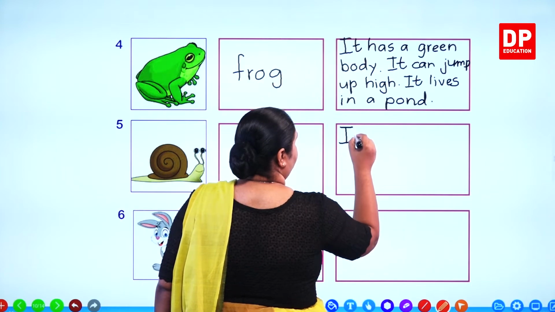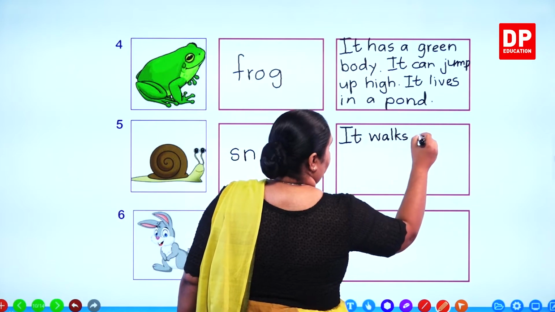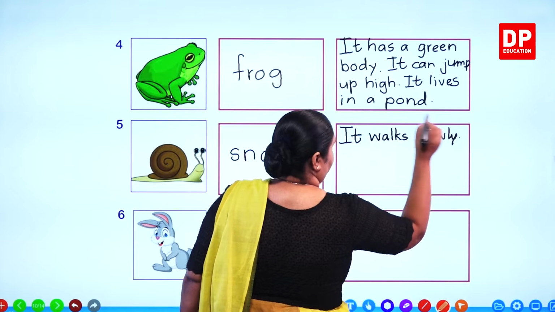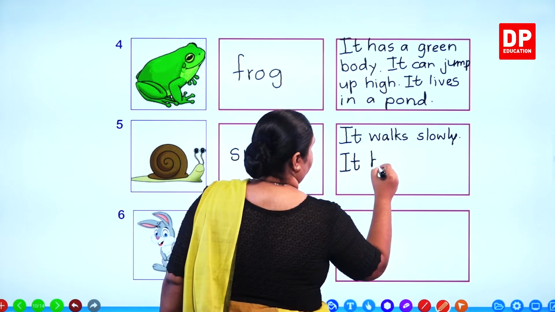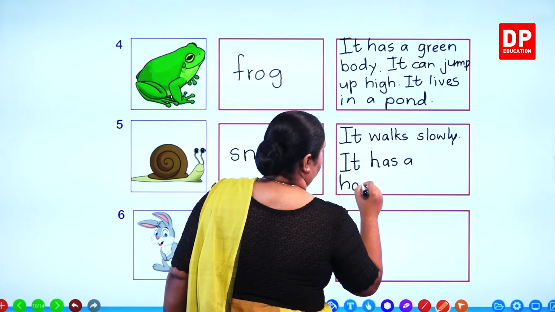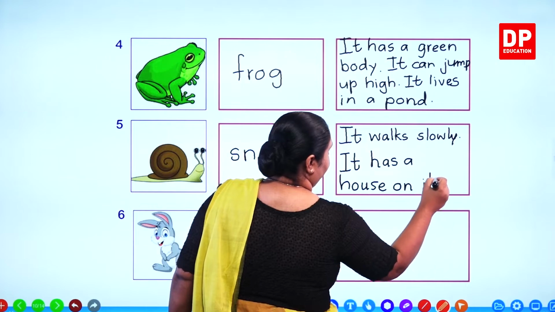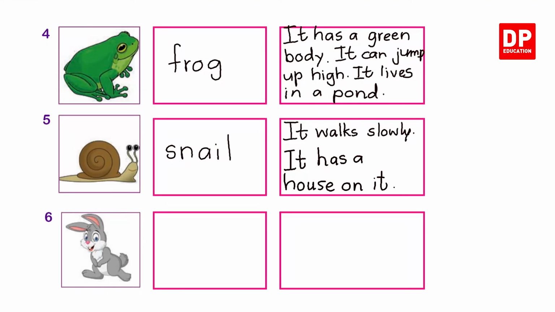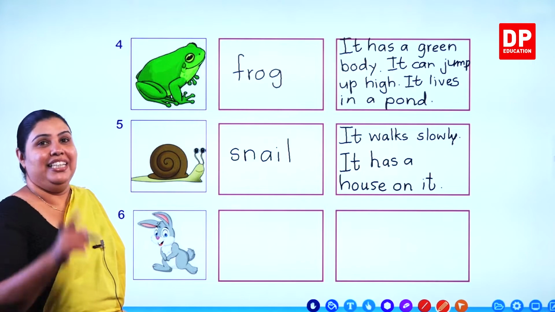It walks slowly. It walks slowly. It has a house on it. It walks slowly. It has a house on it. Then next we have number 6. Now who is this? It is the rabbit.